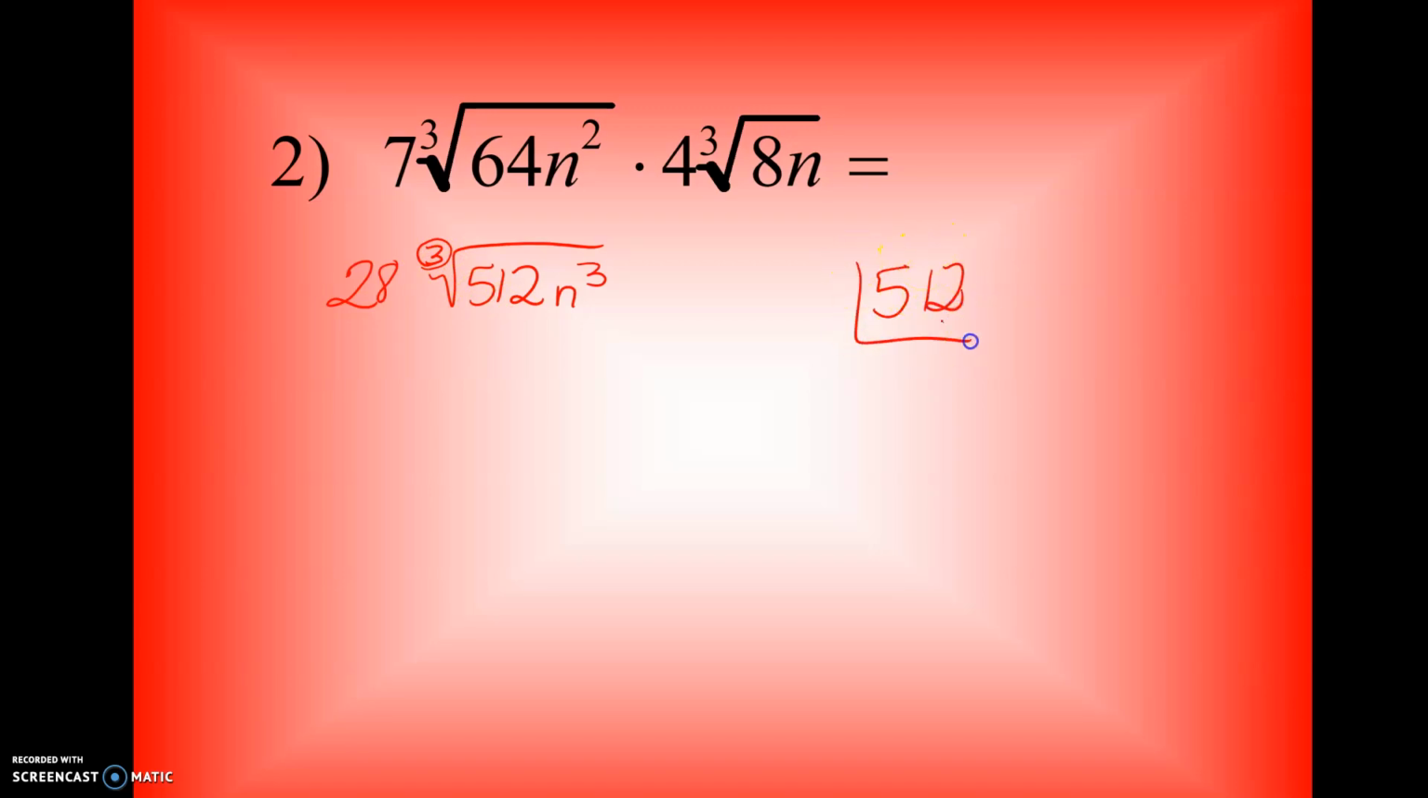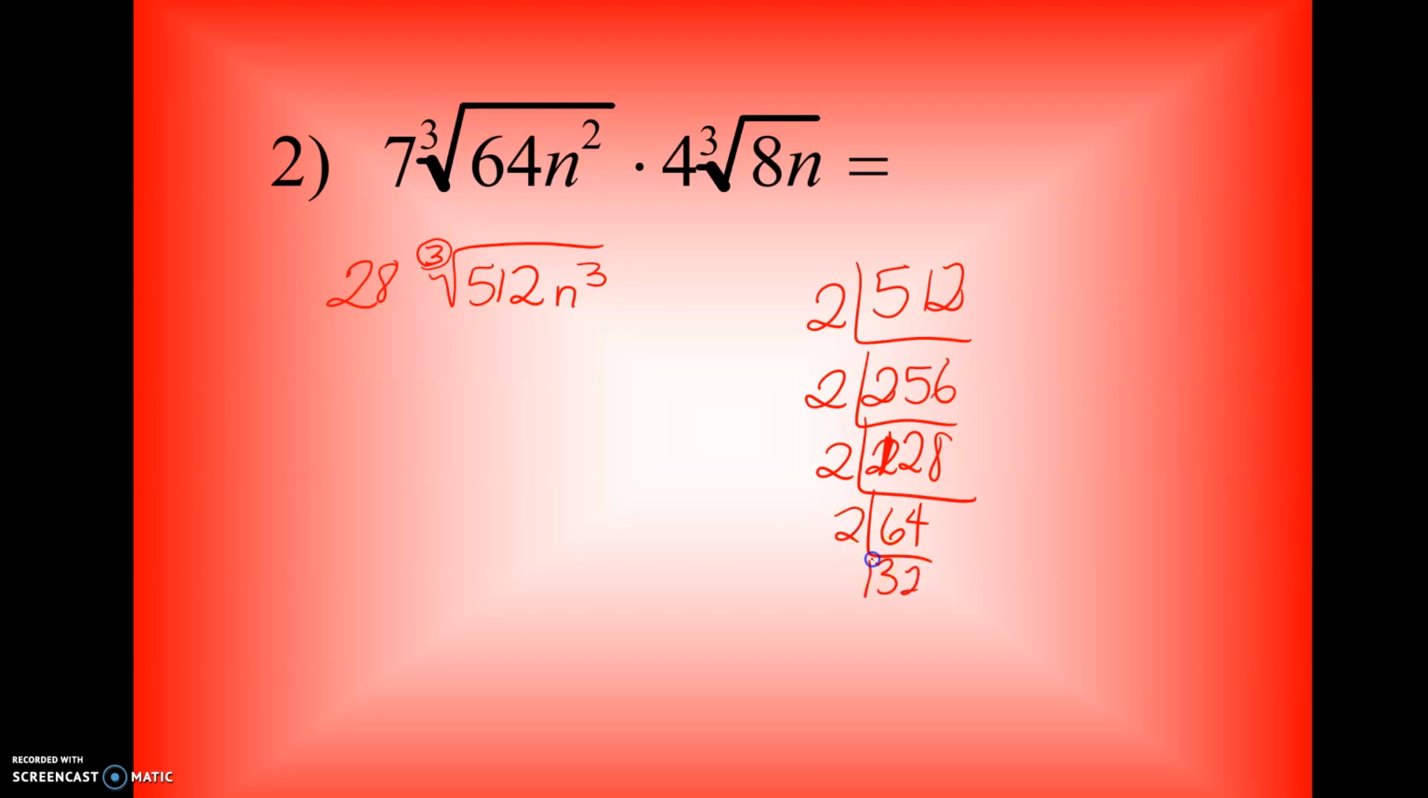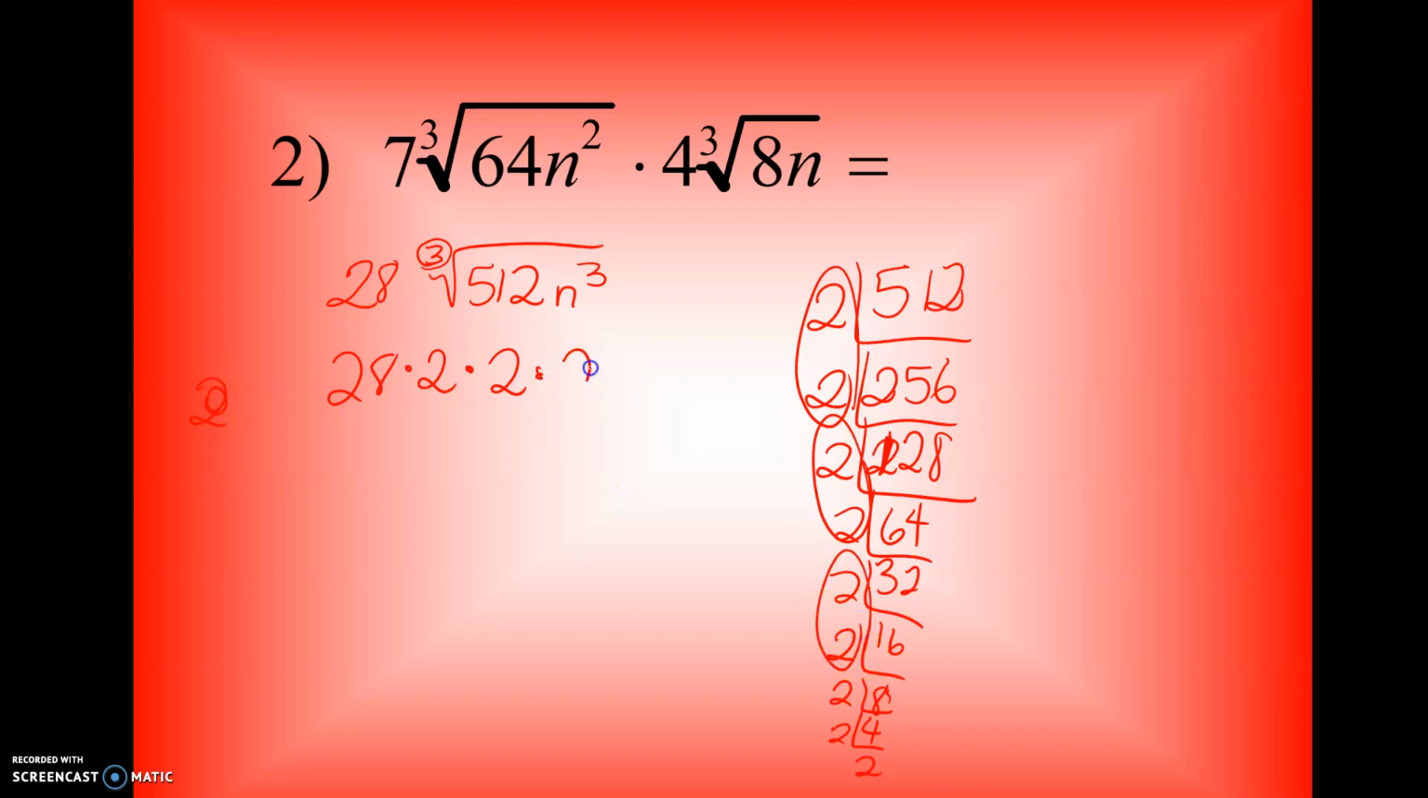512, divide by 2 till I can't anymore. 256, 2, again, because I can divide that by 2, 128, 2, 64, 2, 32, we get a lot of 2's here, 16, 2, 8, 2, 4, 2, 2. So here's a pair of 2's, goes out with the 28, that's already out there. Here's another pair of 2's, so they're going out as pairs. Here's another pair of 2, so it goes out.